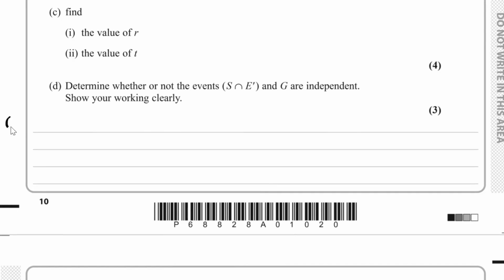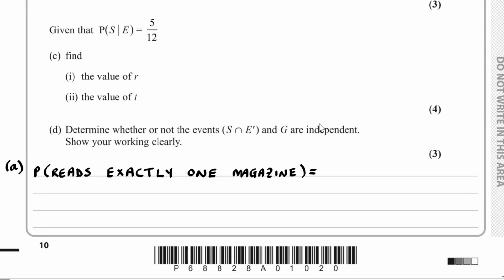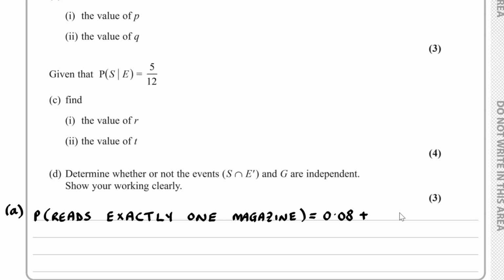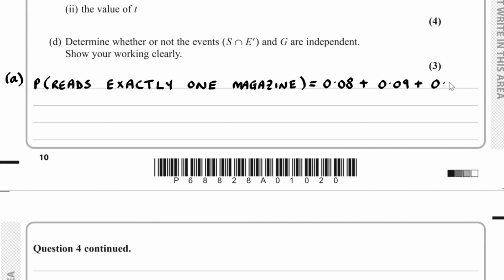So, for part A, the probability that we read exactly one magazine, that's G only, 0.08, plus E only, that's 0.09, plus S only, 0.36. So if we work all of this out, we get 0.53.